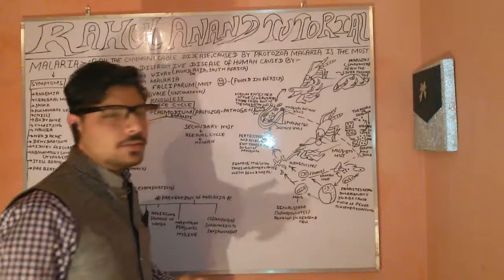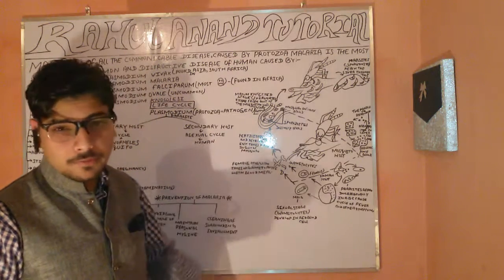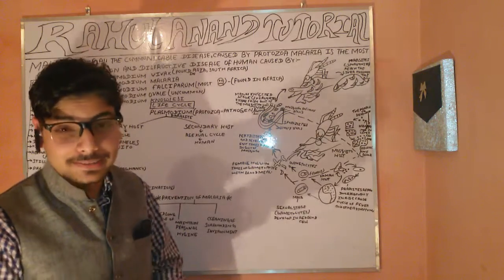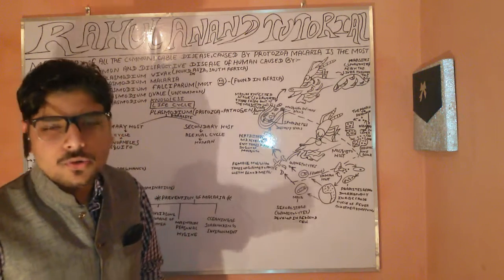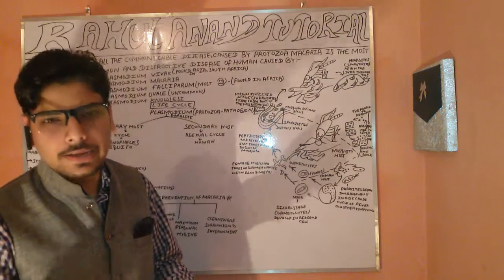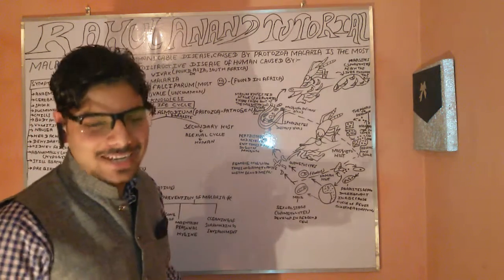So what are actually these? They are Plasmodium vivax, Plasmodium ovale, Plasmodium falciparum, Plasmodium malariae, as well as Plasmodium knowlesi. So knowlesi is often rarely found. These are not generally found in our day-to-day life as compared to the common malaria.